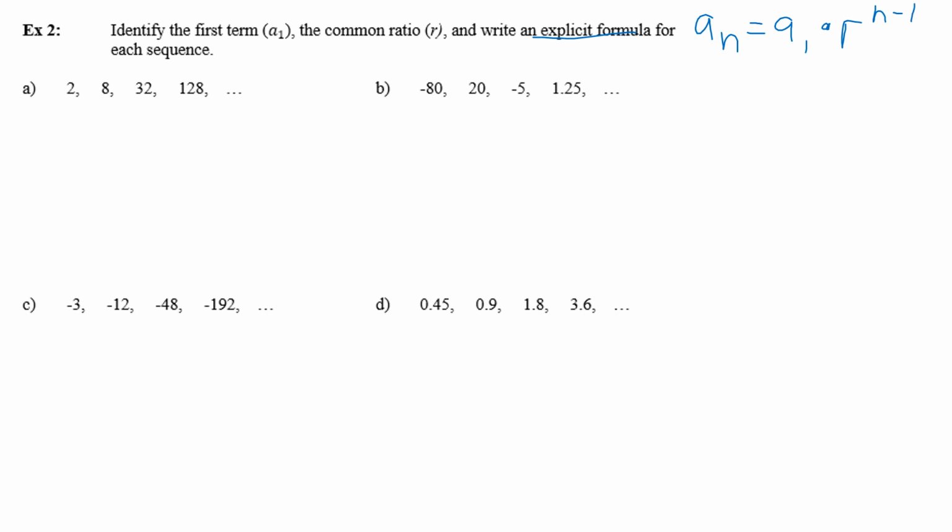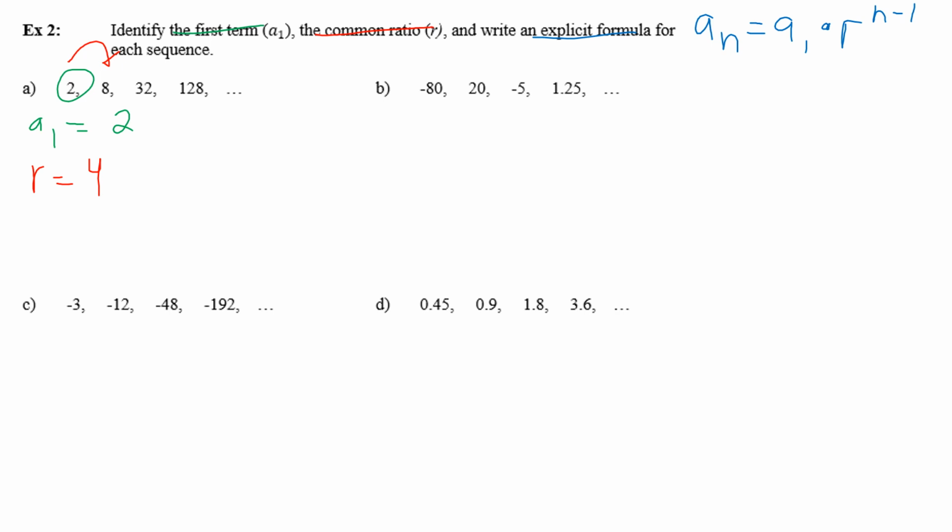Okay, it says identify the first term. So A1, the first term in this sequence, is going to be 2. They want us to identify the common ratio, R. What are we multiplying by? So you ask yourself, 2 times what would give me 8? In that case, it would be 4. And then just continue the pattern to make sure. 8 times 4 would give you 32. 32 times 4 would give you 128. So sure enough, the common ratio is 4.